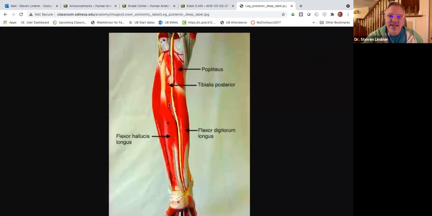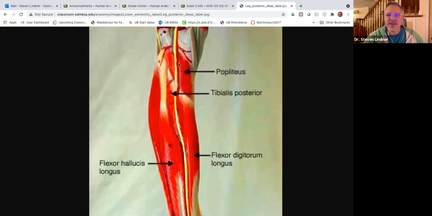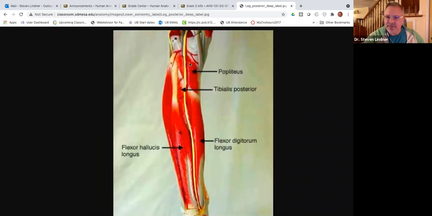And we can see that behind the knee, here's the head of the fibula right here. Behind the knee is this oblique muscle called the popliteus. Popliteus is very important. It only crosses the knee joint and it crosses on that oblique diagonal, you can see, but we call it the key that unlocks the knee.